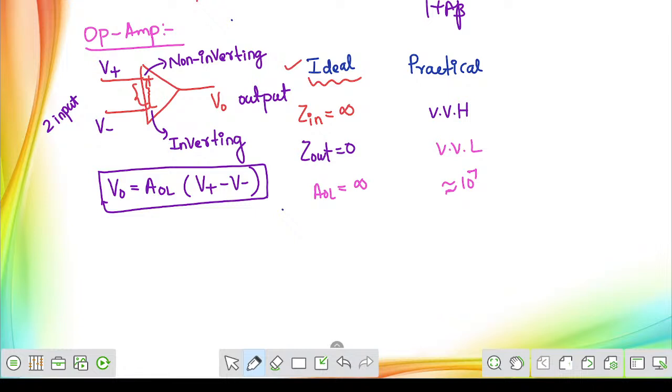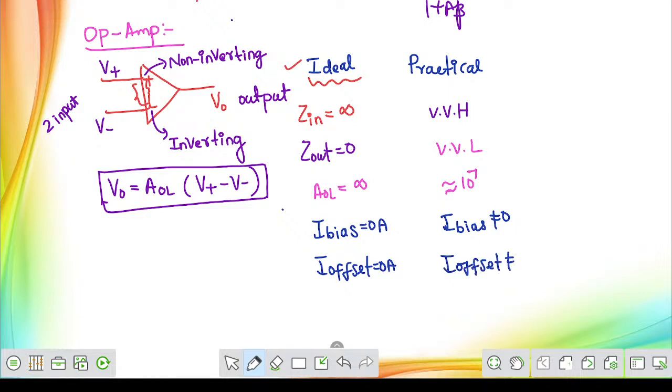Next, there is certain current on the input side, which we consider as input bias current. The value of the input bias current will be 0. But in a practical operational amplifier, this bias current is not equal to 0. And we might have studied one more term, called input offset current. In an ideal operational amplifier, input offset current will be 0. But in a practical operational amplifier, of course, you can expect some offset current. It is not equal to 0. It is in the order of microamperes. So that is bias current.